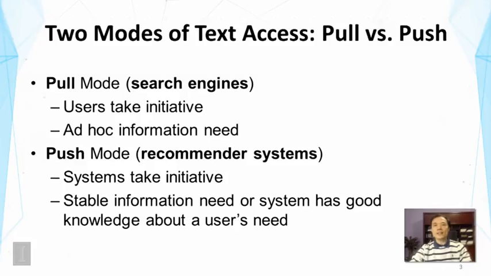This is a slide that you have seen before when we talked about the two different modes of text access, pull and push. And we mentioned that recommender systems are the main systems to serve users in the push mode, where the system would take initiative to recommend the information to the user or to push the relevant information to the user. This often works well when the user has a relatively stable information need, when the system has a good knowledge about what the user wants.